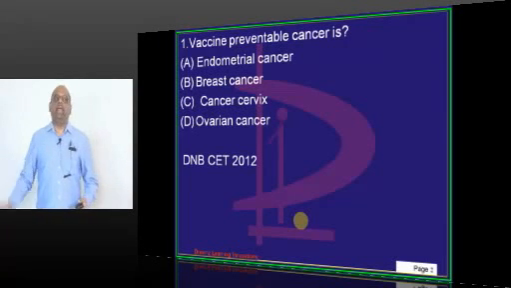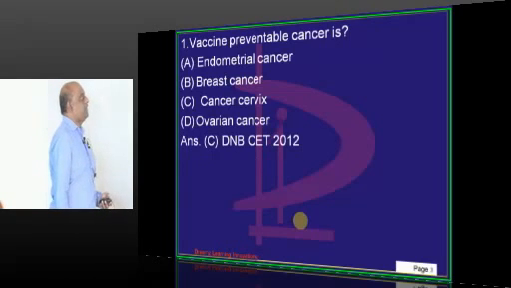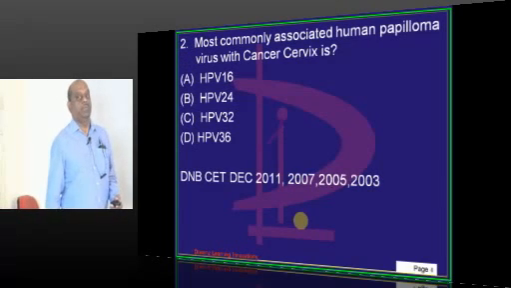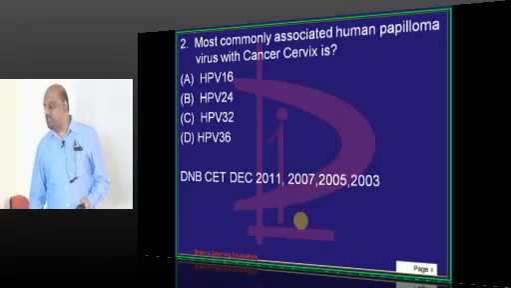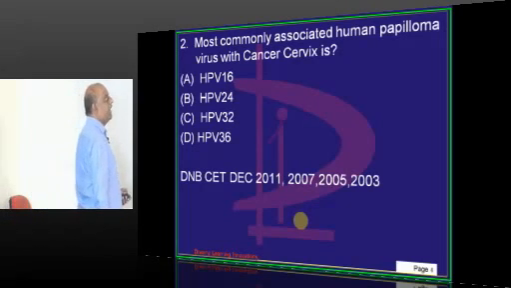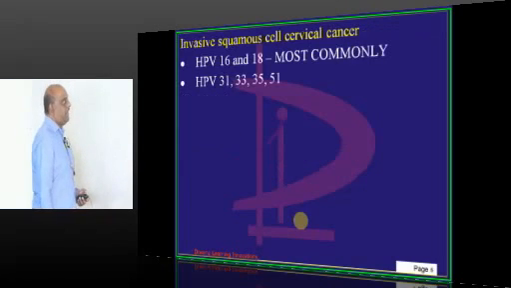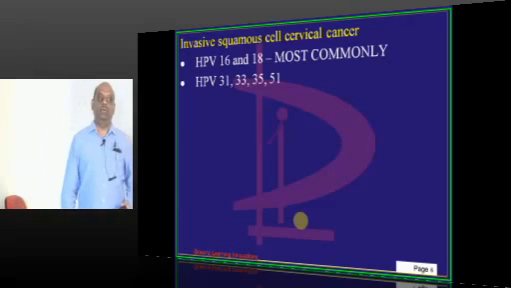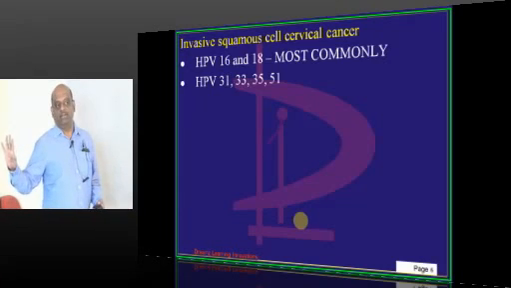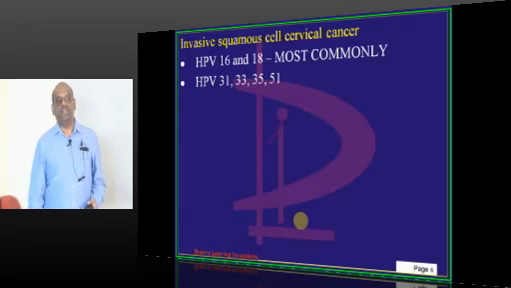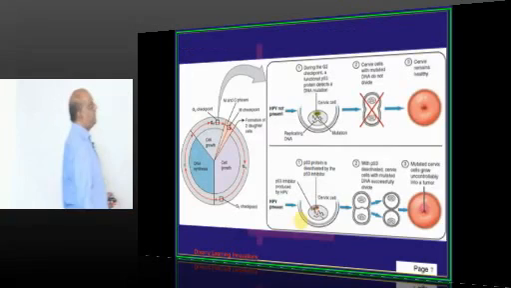Vaccine preventable cancer is which one? It is the carcinoma of cervix. What is the most commonly implicated HPV strain in case of carcinoma cervix? It is the HPV 16 and 18 commonly found. Even 31, 33, 35, 51 are the other important strains you need to remember, which are associated with cervical cancer.